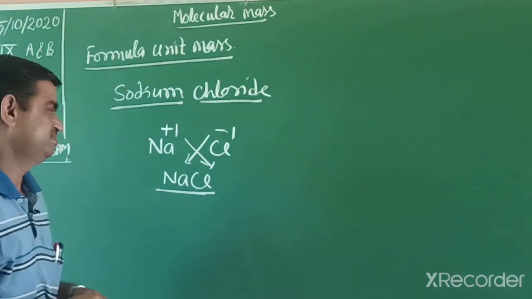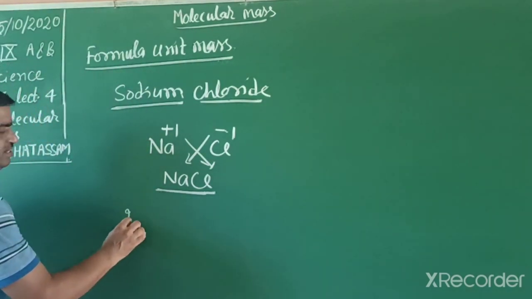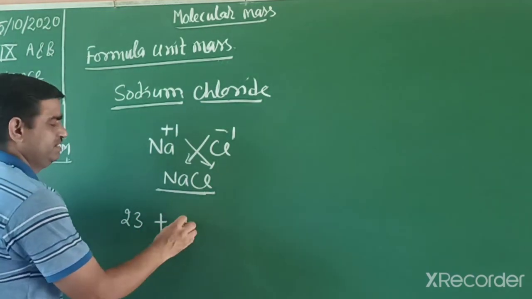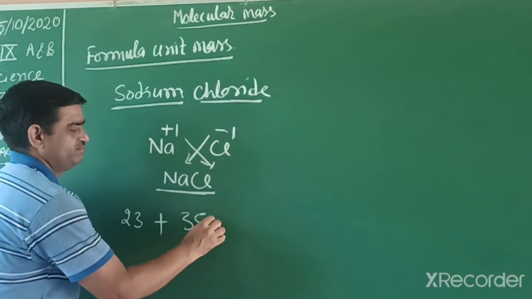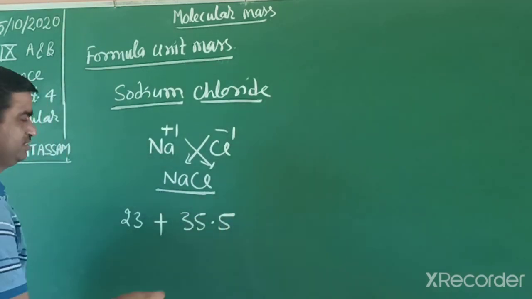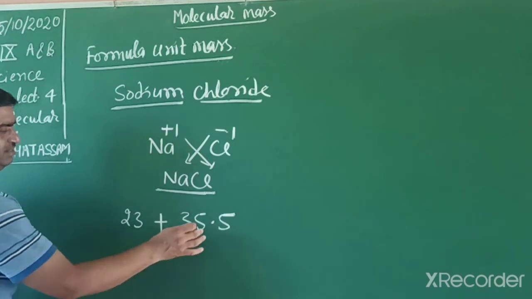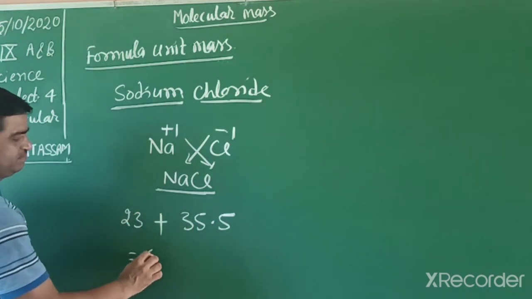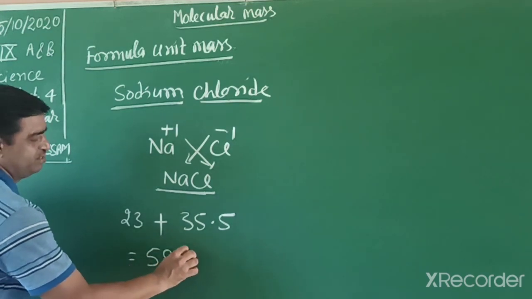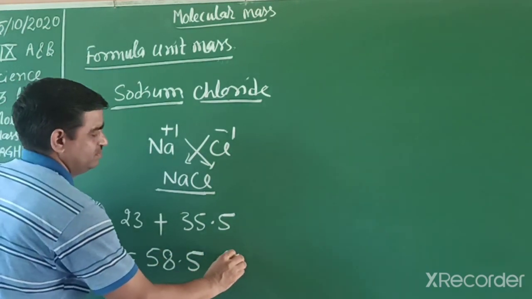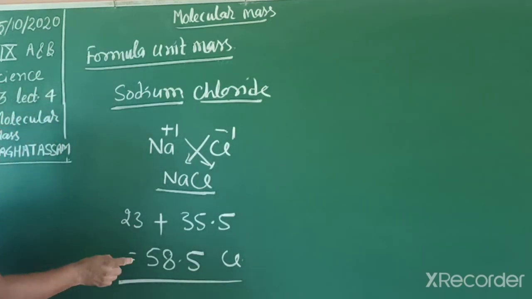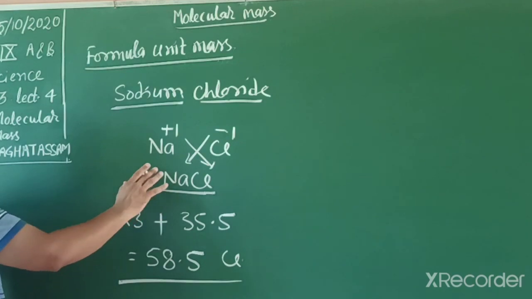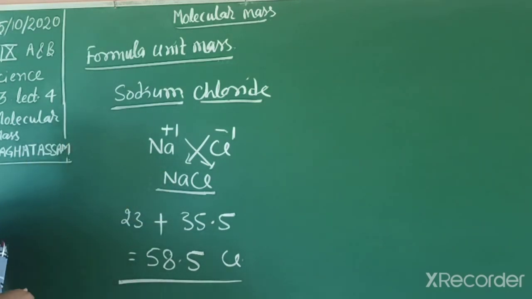We already discussed that sodium mass we know is 23 u, and chlorine is given as 35.5. So when we add this total, 3 and 5 is 8, 5 and 3 is 8, 58.5 u, because this mass is one formula's mass. In that formula the particles represented are ions, so it is known as formula unit mass.